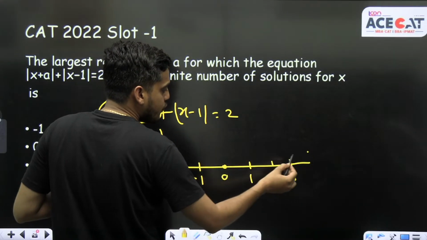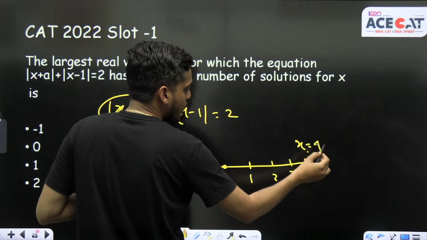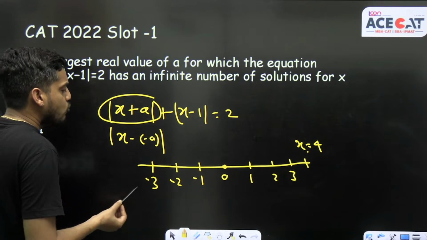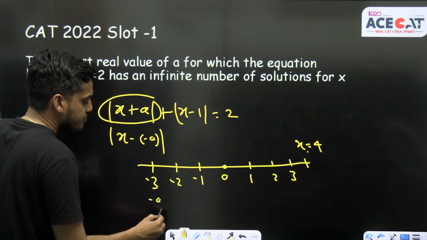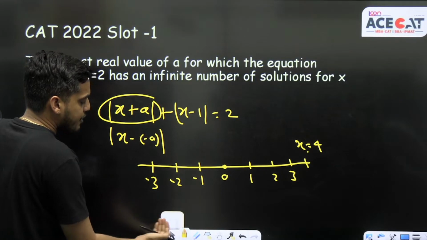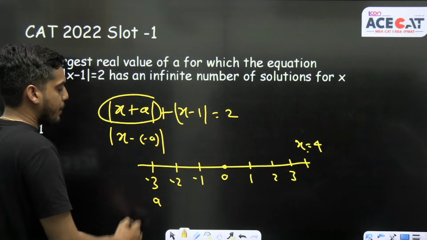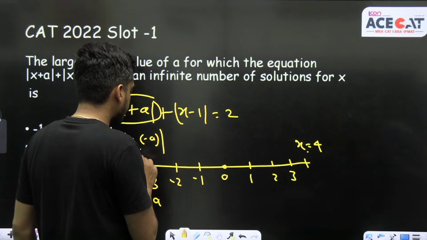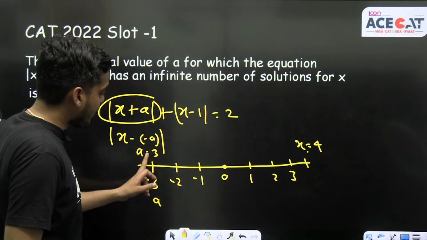First of all, guys, let me assume x is here, x equal to 4. And because we have to take the negative value for a, I am assuming a somewhere here. Let a equal to 3, so minus a will become minus 3. So a equal to 3, x equal to 4. The point is minus 3.